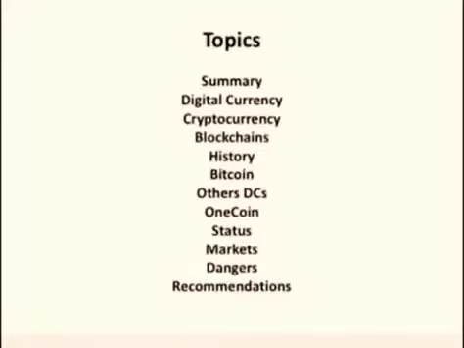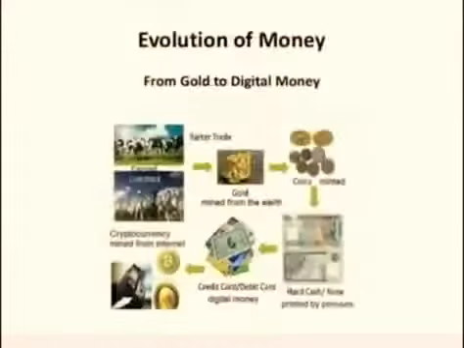These are the topics we're going to go through. Talk about digital currency, which is really the same thing as cryptocurrency, and they keep track of it all using something called blockchains, which is just a big database. Who owns what? We'll talk about history of Bitcoin, other digital currencies, and then focus on OneCoin, the status of everything, how are the markets doing, what are the dangers involved, and recommendations that I see that might be of interest.